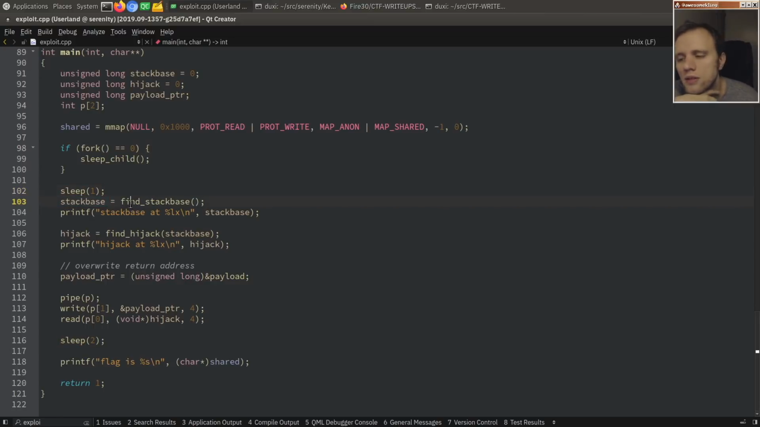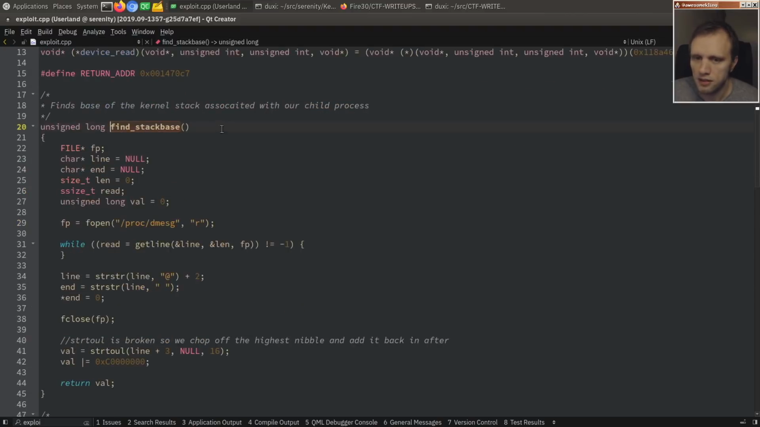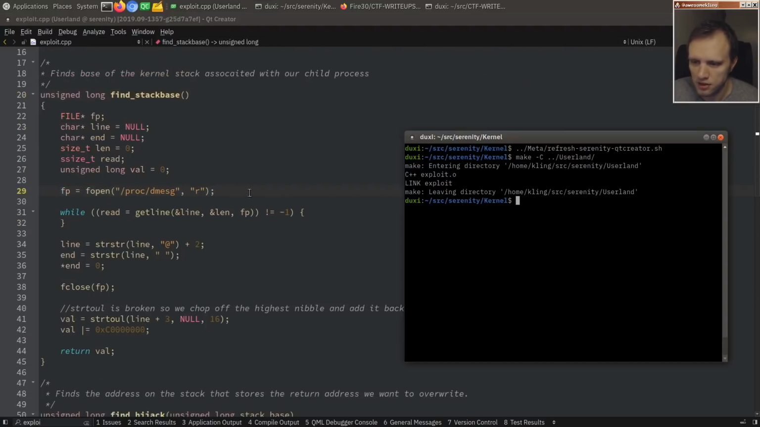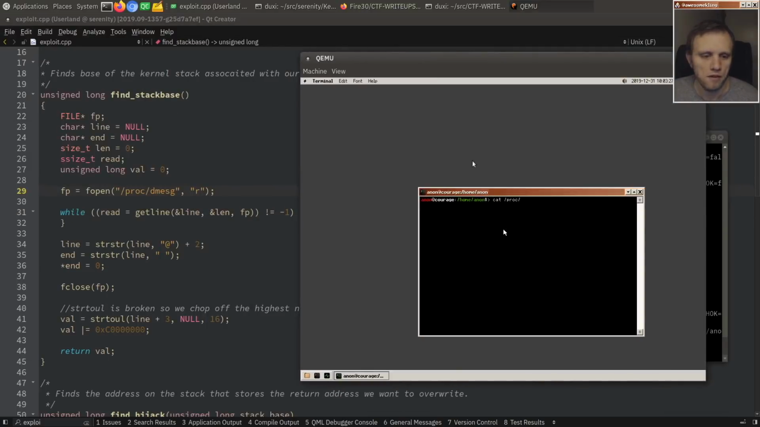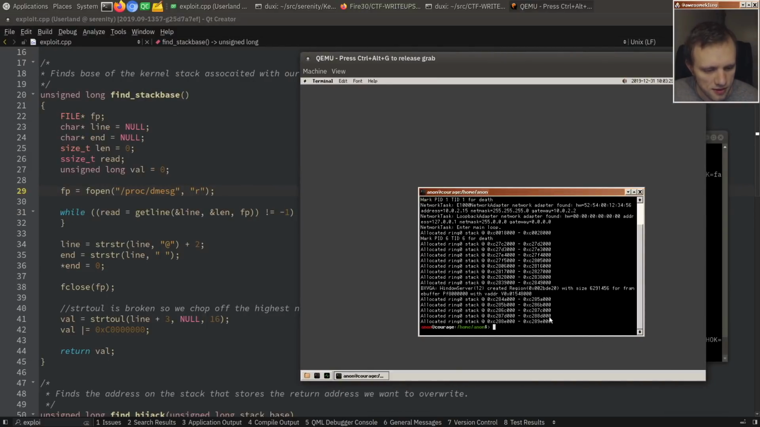And then he goes looking for the base of the stack in the kernel. The way he does that is he just opens /proc/dmesg. I'll show you what that looks like. If you look at /proc/dmesg here, we can see all of these. We're just printing out the kernel addresses right here in the dmesg output. So if you're looking for the exact address of the kernel stack, you can just find it here. Very, very not cool. But it's not something that we were really actively thinking about.